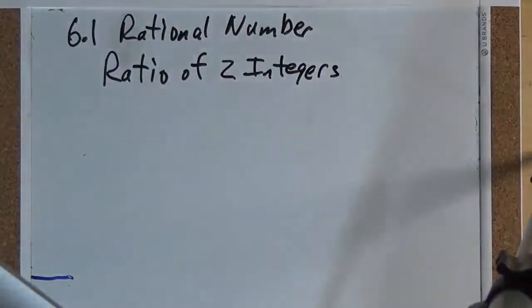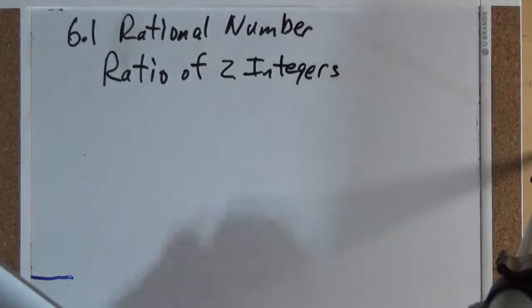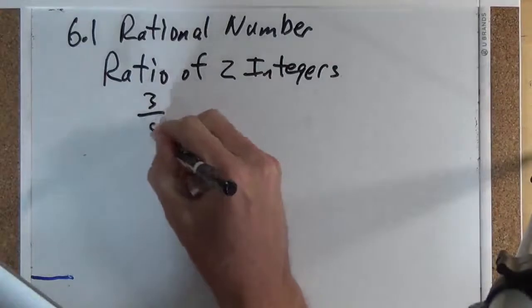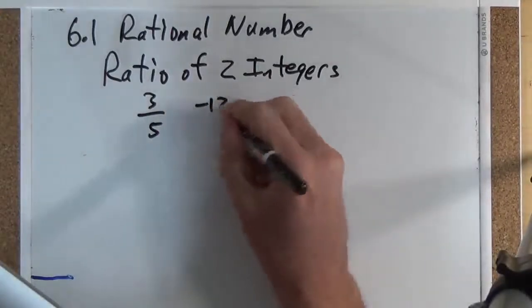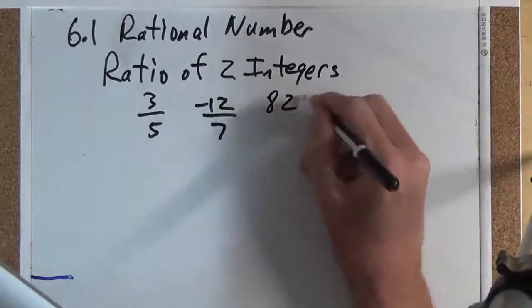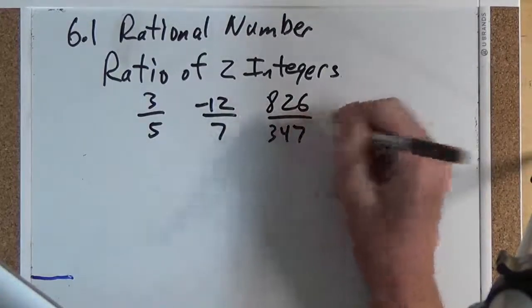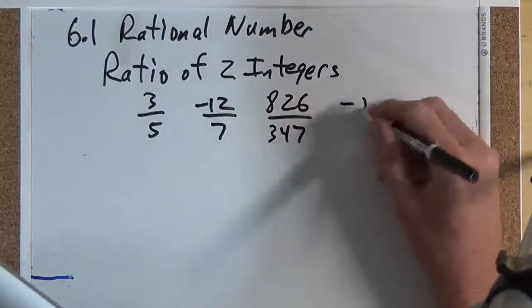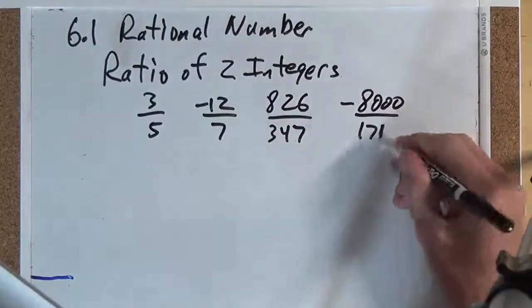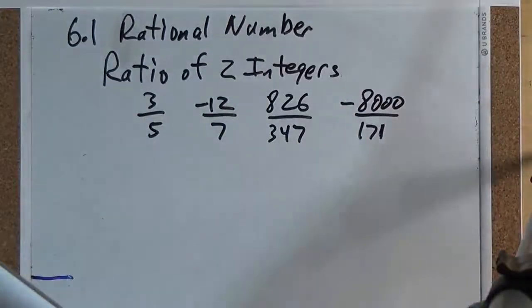Okay, so we're starting our last set of numbers, the rational numbers. The definition of a rational number is that it's a ratio of two integers. So things like 3 over 5, negative 12 over 7, 826 over 347, negative 8,000 over 171. So yeah, we're dealing with fractions.